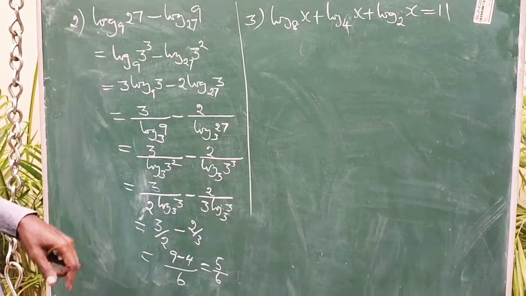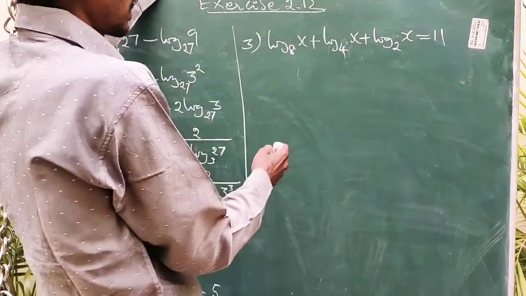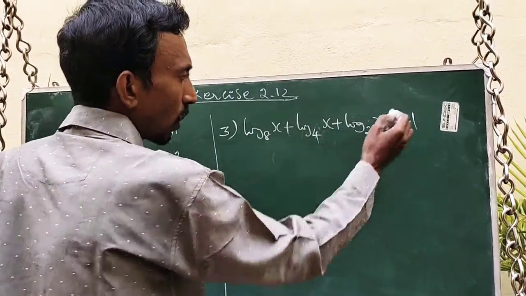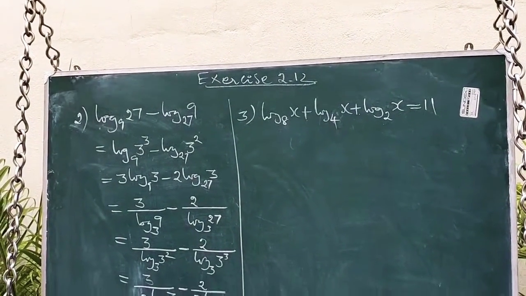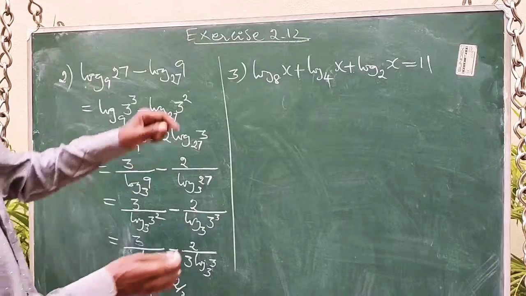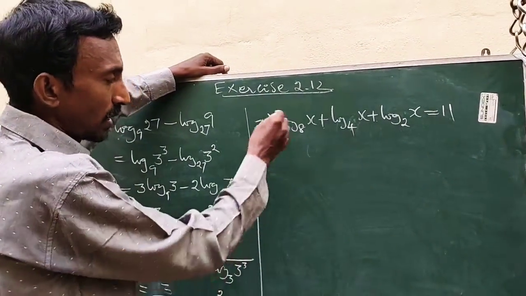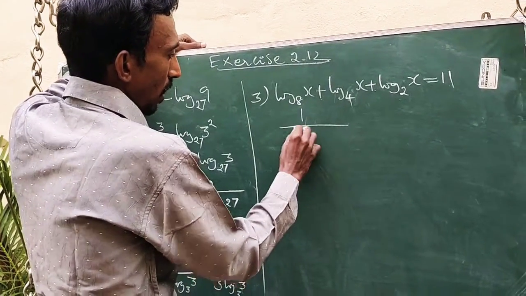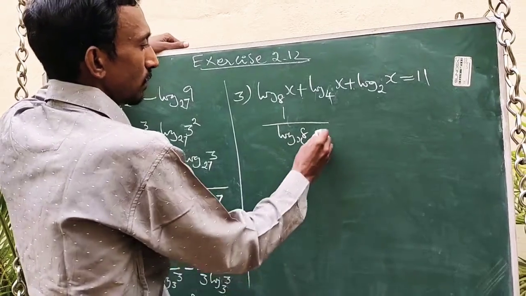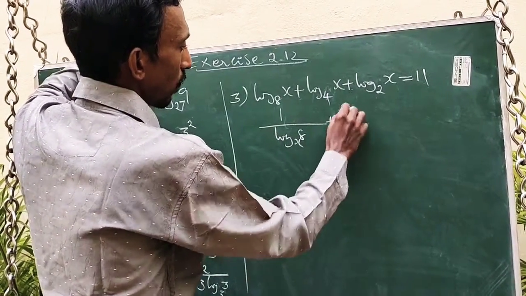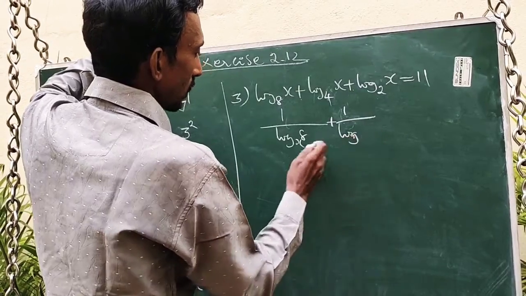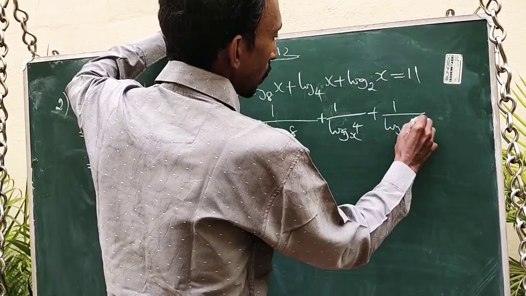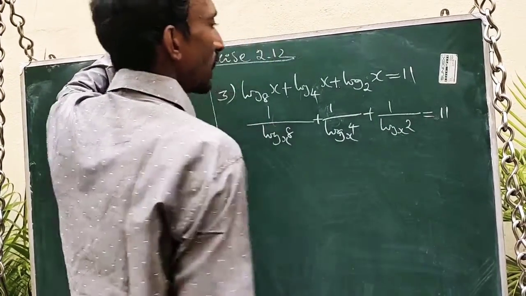Question number 3. Solve this equation log x base 8 plus log x base 4 plus log x base 2 equal to 11. Solve and find out the value of x. Listen here. So just apply the change of base rule. Just move into the denominator. 1 by log 8 base x plus 1 by log 4 base x plus 1 by log 2 base x equal to 11.